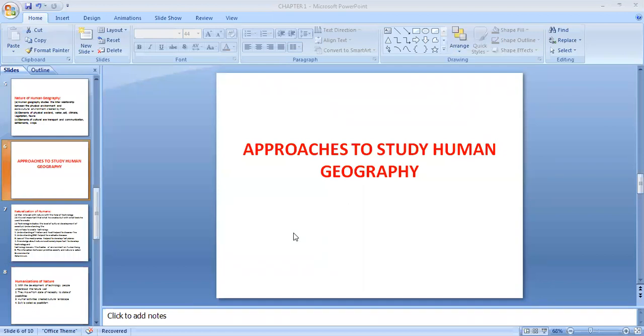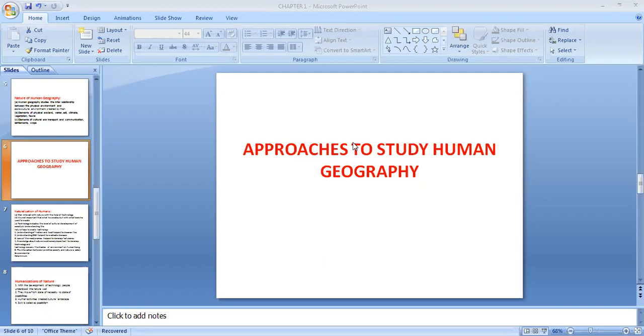Today we are going to study the approaches to study human geography. There are lots of approaches, lots of paths. Approach means the path to study human geography. That means some ways are there to study human geography, and these approaches are of different kinds.